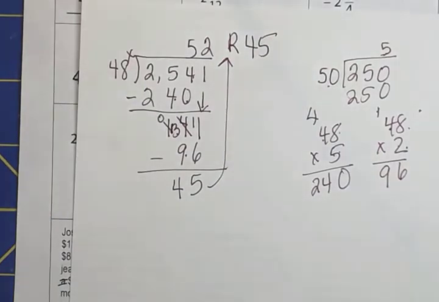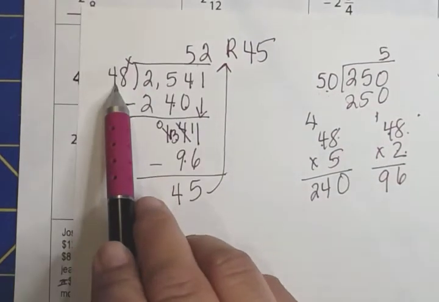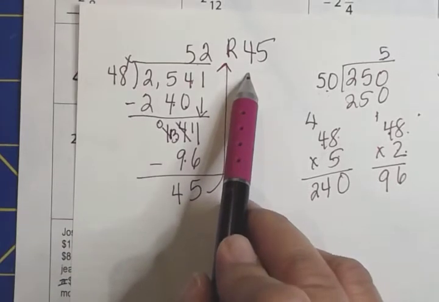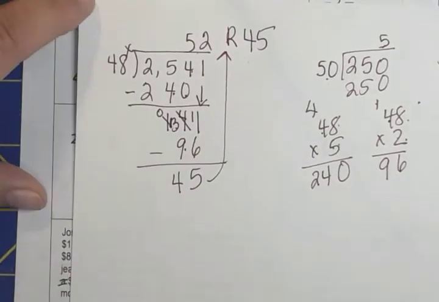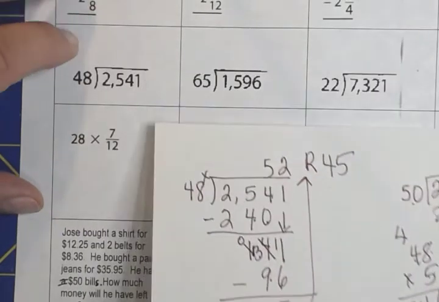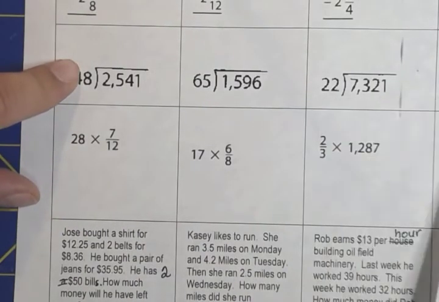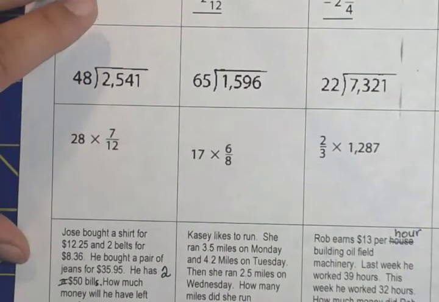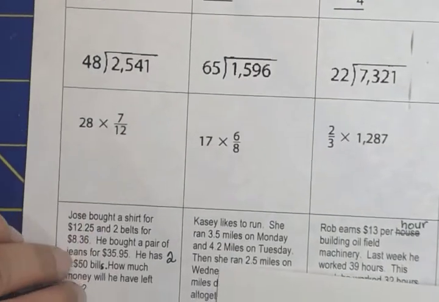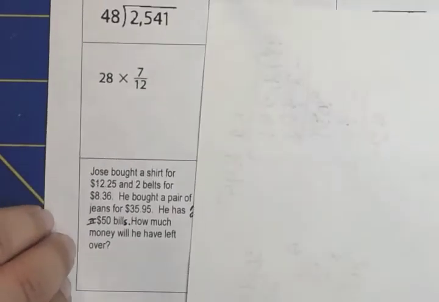Now remember, you can multiply 52 times 8 and then add 45 to check your work and make sure that you got the correct answer. Day 2, 3, 4, and 5 have very similar problems. Let's look at day 1 again.